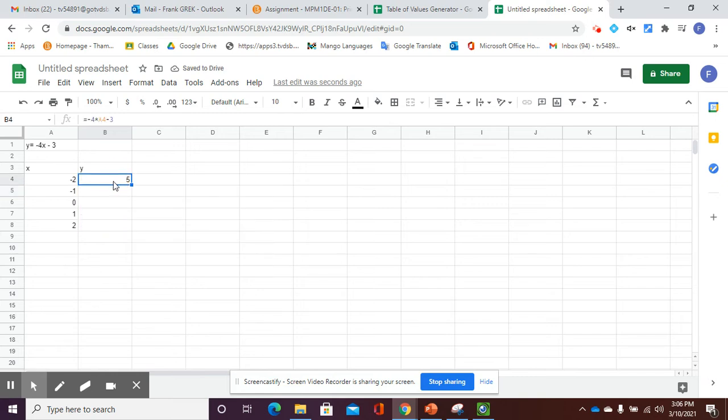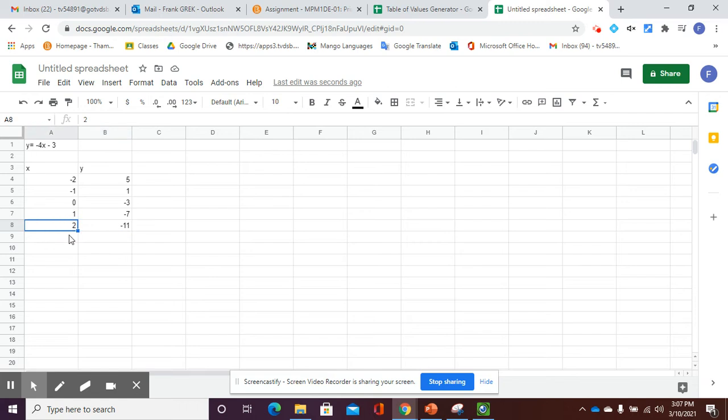So what's really nice here is that the spreadsheet's doing the math for us. You're thinking, well, why? I could have done that by hand just as quick. You know that negative 4 times negative 2 is 8, minus 3 is 5. Well, what's nice about a spreadsheet is I can just click on that bottom right corner and drag down. And it's going to copy the formula. So I've actually calculated now the entire table of values just in one step.